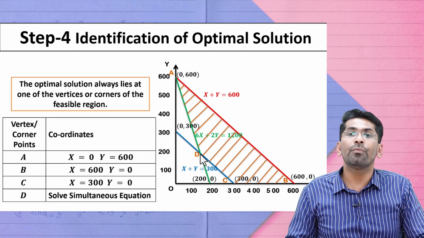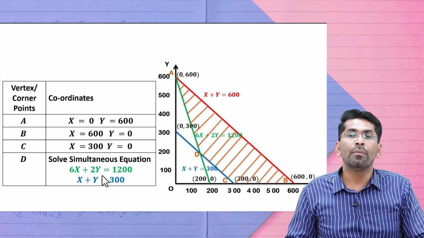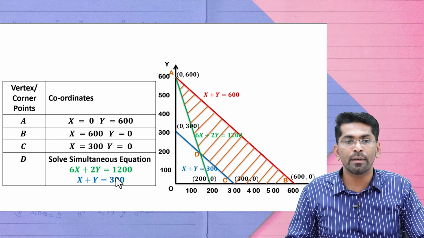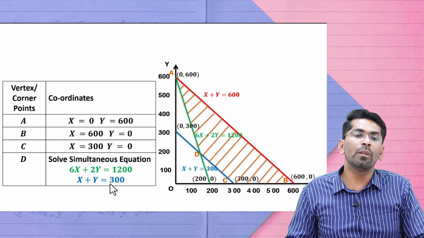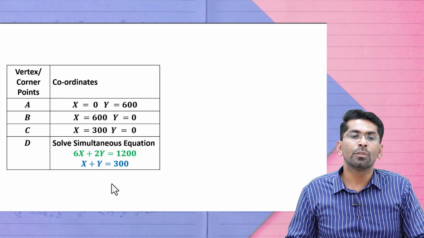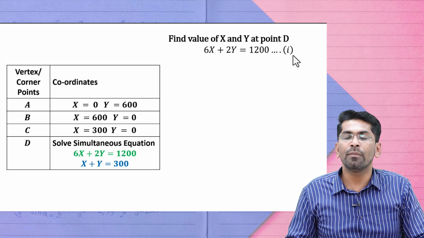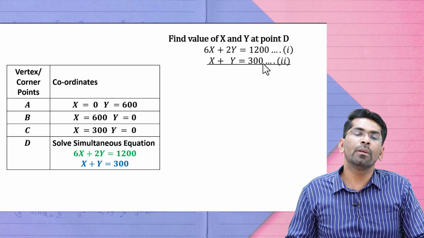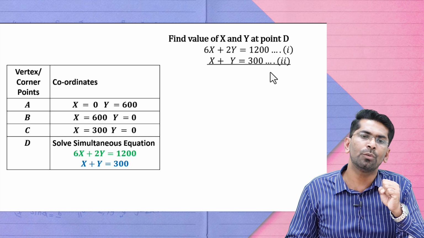So first we are going to find out the solution for this simultaneous equation, and at this particular point D, the two equations are 6x plus 2y which is equal to 1200, x plus y which is equal to 300. So we are going to solve these equations simultaneously. So the 6x plus 2y is equal to 1200, which is equation number 1, x plus y which is equal to 300, which is equation number 2. Now by considering these two equations, we can solve by using the elimination method, or you can also use the direct substitution method.